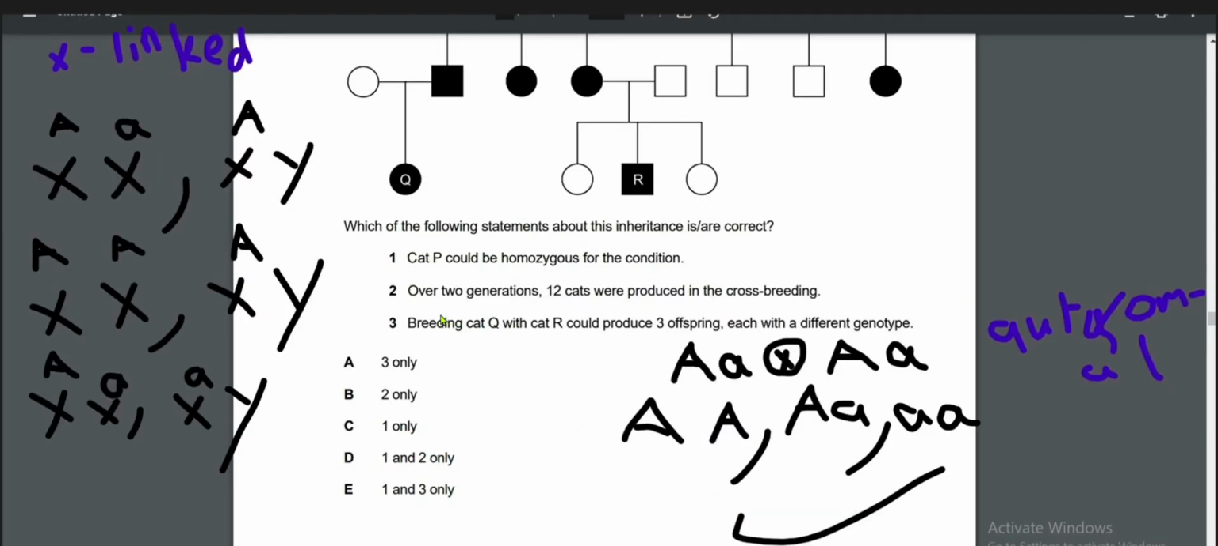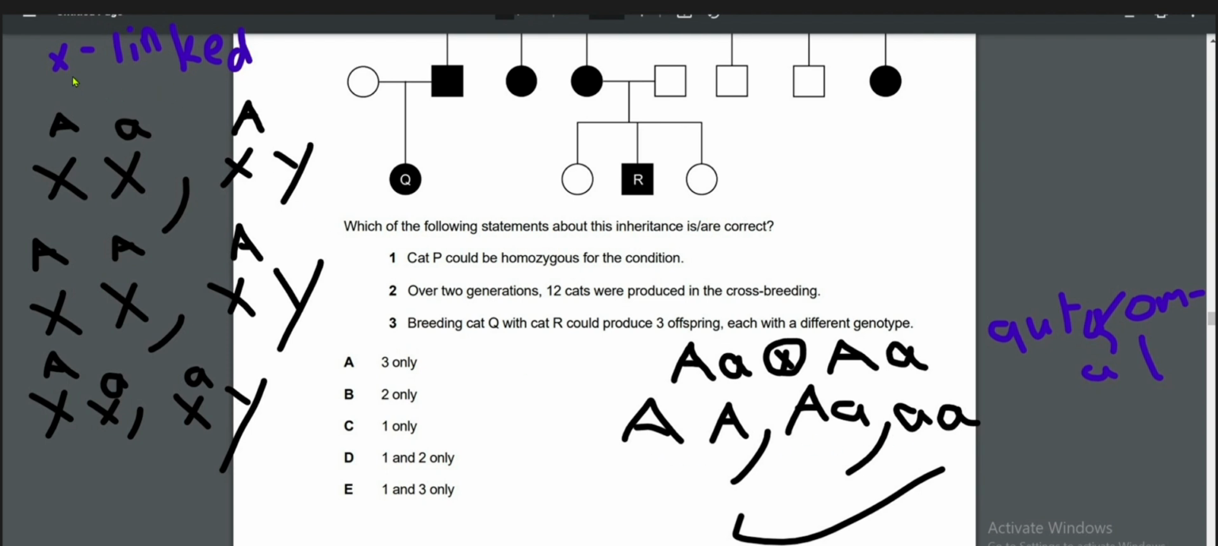And lastly, regarding 3, breeding cat Q with cat R could produce 3 offspring, each with a different genotype. Now this is like 1, we gotta test it, and we gotta test for both if it's autosomal or X-linked. If it's autosomal, we have R capital and Q capital. They have genotypes A capital A small and A capital A small. If you breed them, you will produce 3 different genotypes.